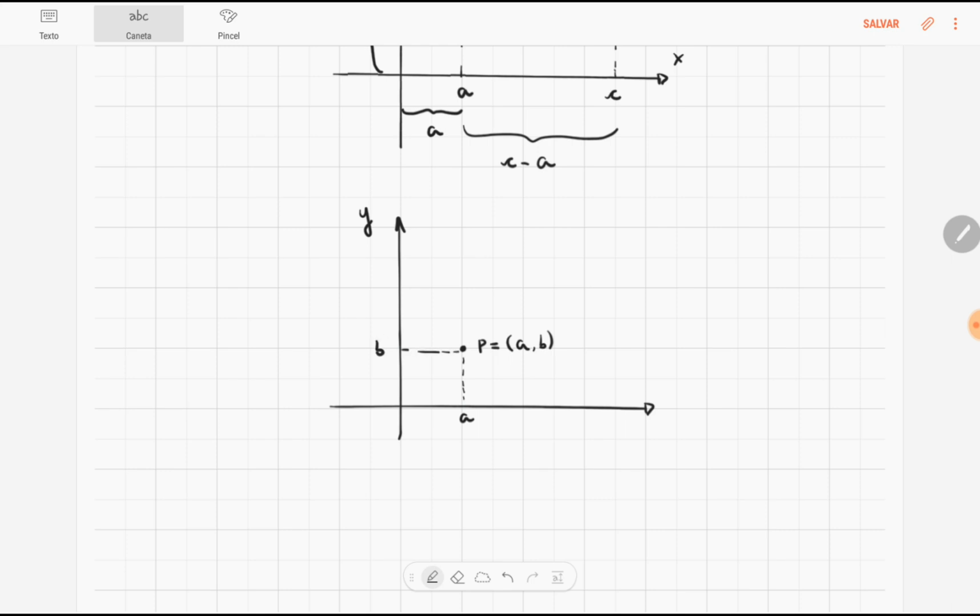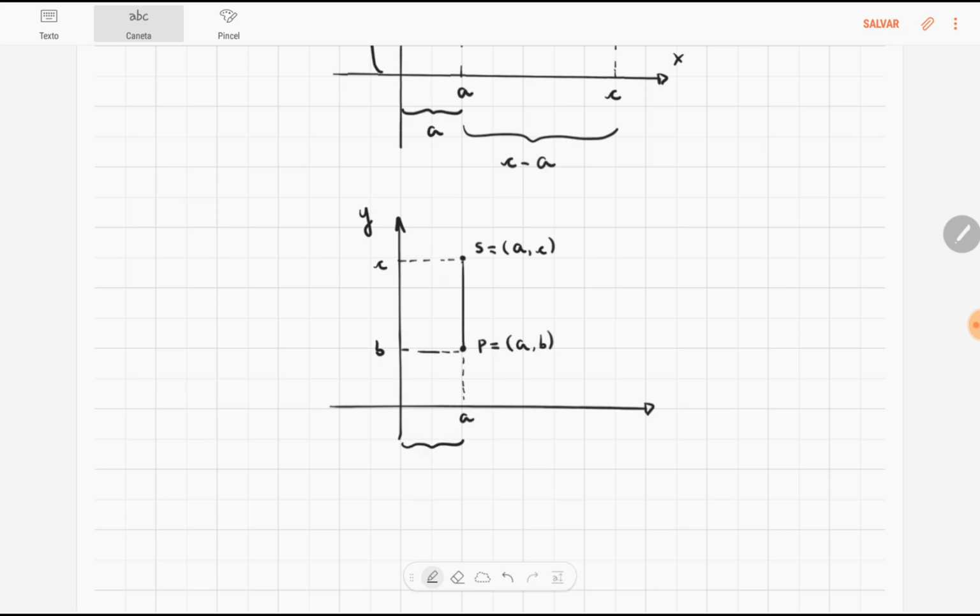Now let's consider another point S, so that if we connect P and S, the line that connects them is vertical. So P and S have the same abscissa. And let's consider that the ordinate of point S is equal to C. So S is equal to A and C.